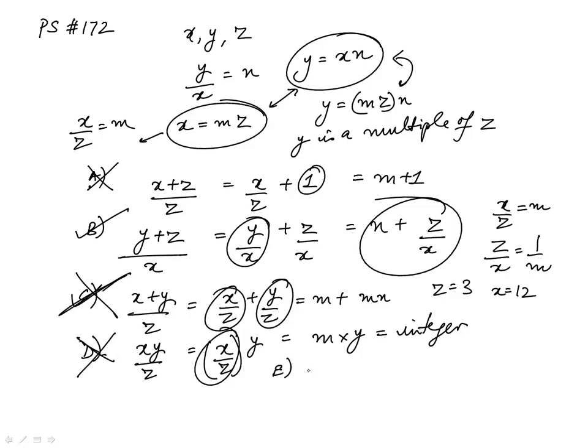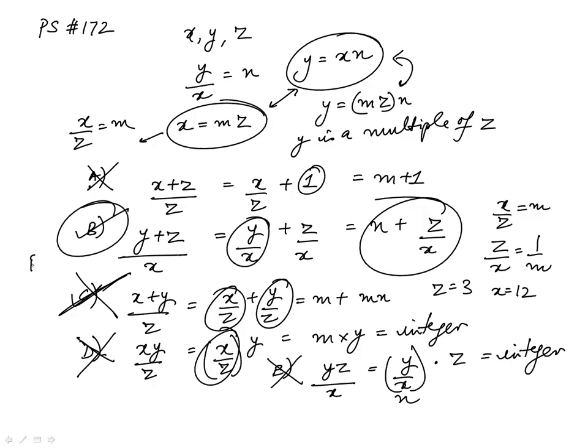We're left with E, which is yz over x. And we know that y over x is an integer. This is n. And n times z, that's an integer. So choice E is out as well. So to recap, the correct answer is choice B.